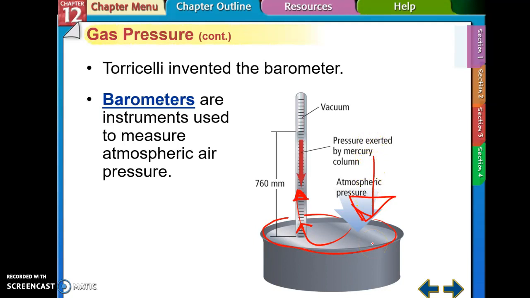If the atmospheric pressure is greater and it's pushing down on the mercury, then the mercury is going to rise in the column. If the atmospheric pressure is less, so it's not pushing down on the mercury, then the mercury will fall, and you use a barometer to do that. Barometers are typically measured in millimeters of mercury, or in torr, and that is named after Torricelli, who invented the barometer.